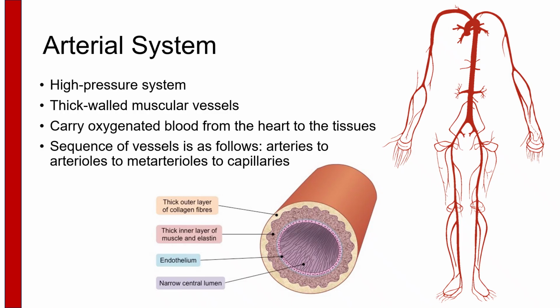The arterial system. This is a high pressure system. Arteries have thick muscular walls, and they carry oxygenated blood from the heart to the cells, tissues, and organs. There are different sizes of arteries, and it begins with arteries to arterioles to meta-arterioles to capillaries, capillaries being the tiniest of the vessels.